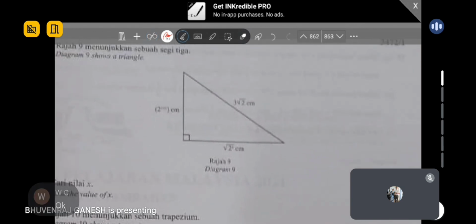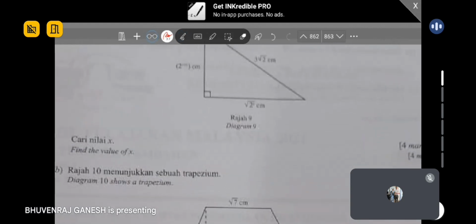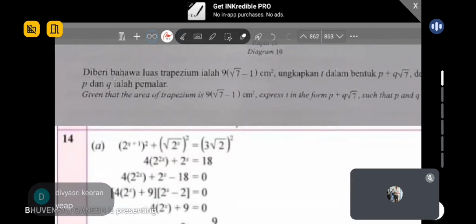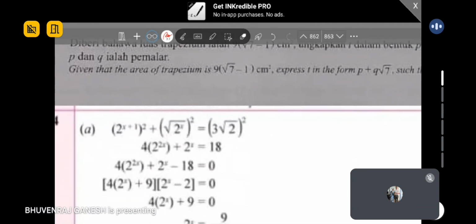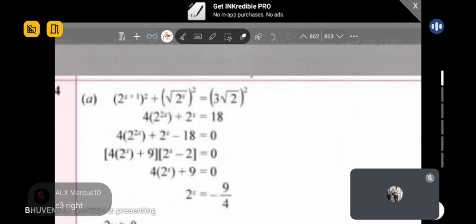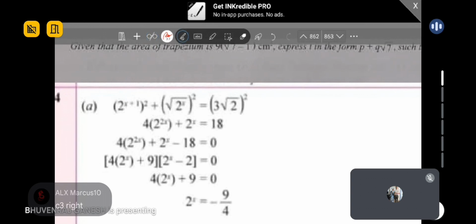All right. So guys, over here we can use the Pythagoras theorem. Am I right? Okay, so you just form your equation, connecting all the three sides. So this is the equation you can form, and then you just expand to find your x value. Over here you can expand the power 2 inside.